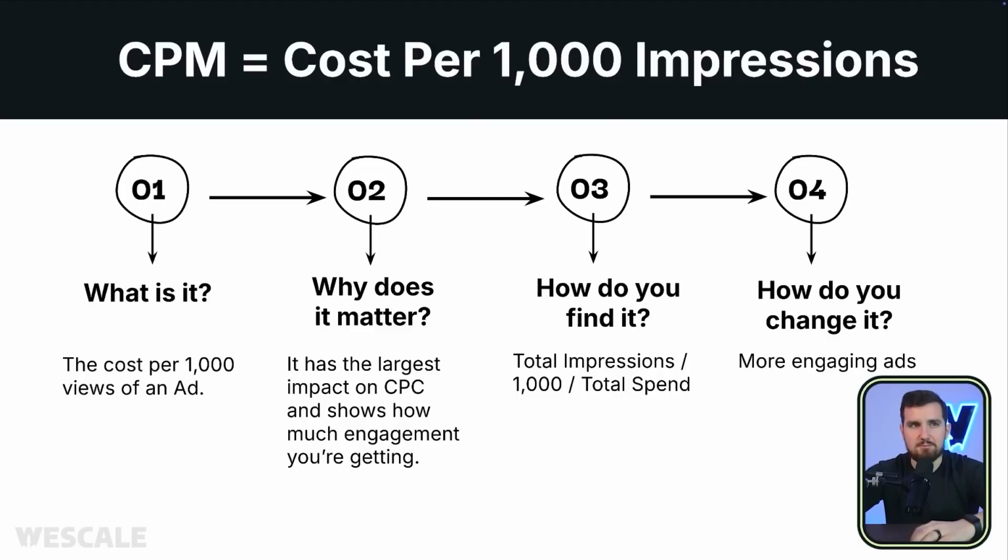Then we have CPM, which stands for cost per thousand impressions. Cost per link click, conversion rate, average order value. This is underneath cost per link click. This ladders up into that. So CPM and then link click through rate equals your cost per link click. The reason we look at this separately is because this is the cost per thousand impressions of the ad. It has the largest impact on our cost per click and shows how much engagement we're getting. When we have an ad that is really resonating with people and they're getting lots of likes, comments, and shares, Facebook rewards us with lower CPMs.